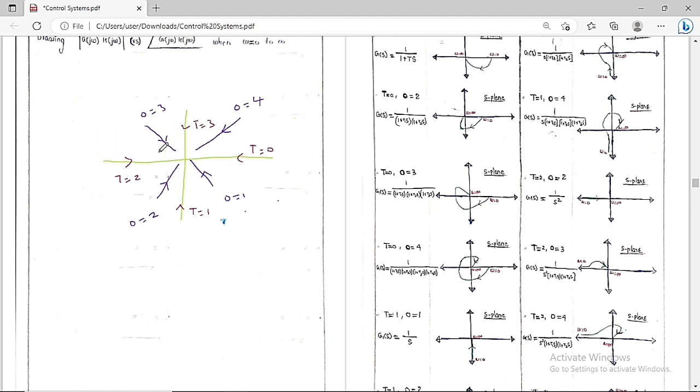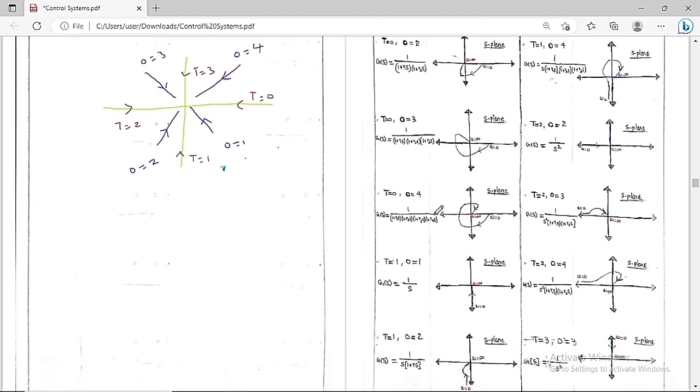So by seeing this picture, we can draw the polar plot. Type is 0 means it is going to start from here, and order is equal to 3 means it will end here. So it will go like this, it will go like this, and finally it will end here. Same thing: it will start from here, it will end here. So this is the picture you are going to get.